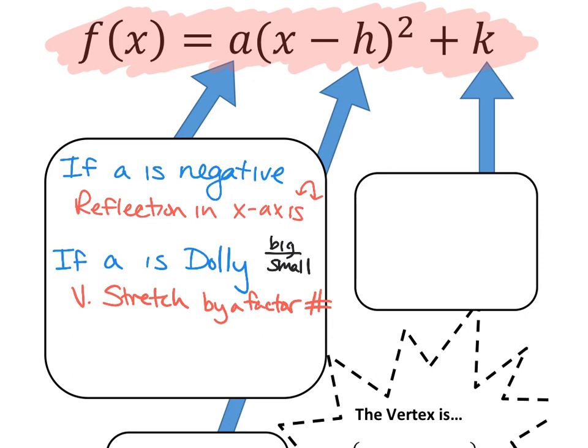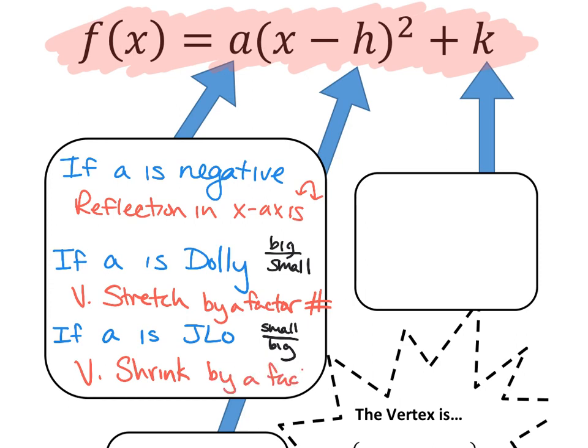The last option for my A value is if A is a J-Lo. What kind of numbers are J-Lo? They're small on top, big on the bottom. And what do the small on top, big on bottom numbers do to my graph? Vertical shrink. It's our vertical squish. I wish it was the word squish, but it's just not. By a factor of whatever number it is. Whatever number is there in your equation is what you include as your factor. It's what every single number is being multiplied by.